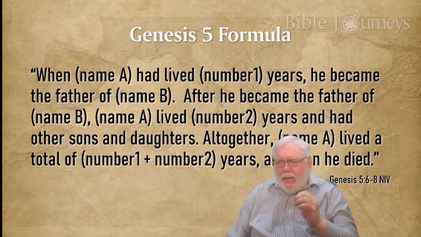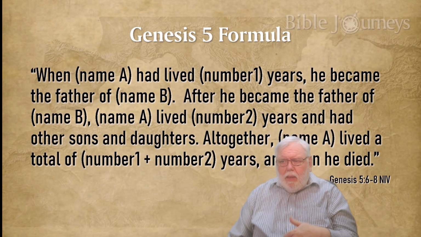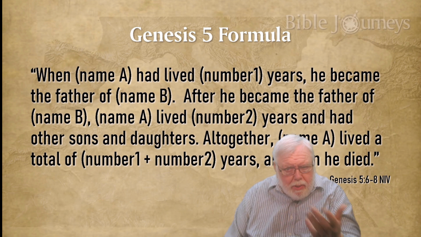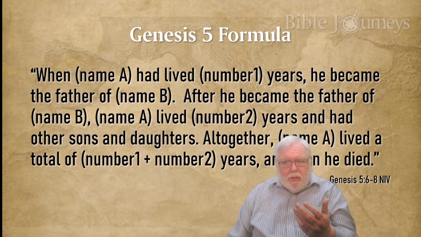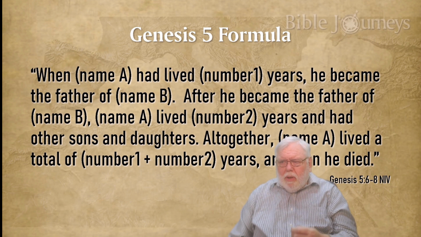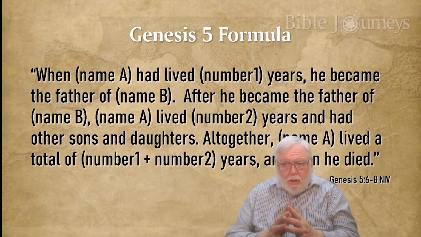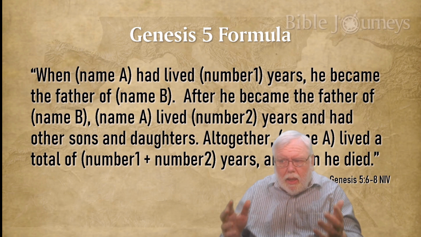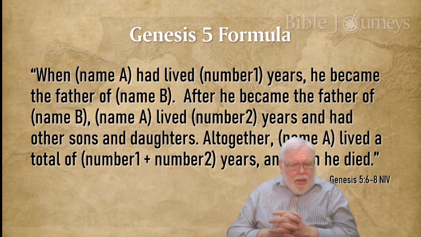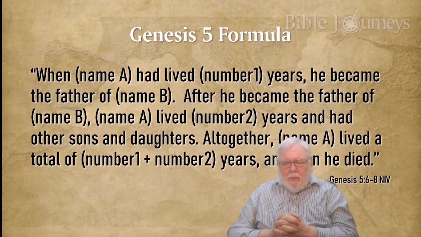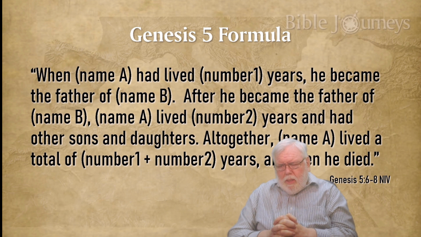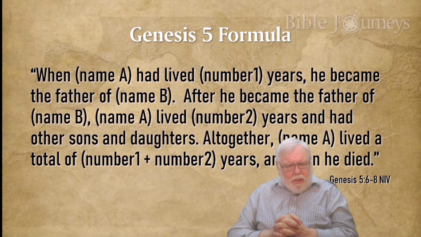When name A had lived a number of years, he became the father of name B. Name A lived number 2 years and had other sons and daughters. Altogether, name A lived a total number of number 1 plus number 2 years, and then he died. Well, that is to say, it happens every time except for a couple. And we'll be looking specifically at one of them. We won't have time to go into everything.